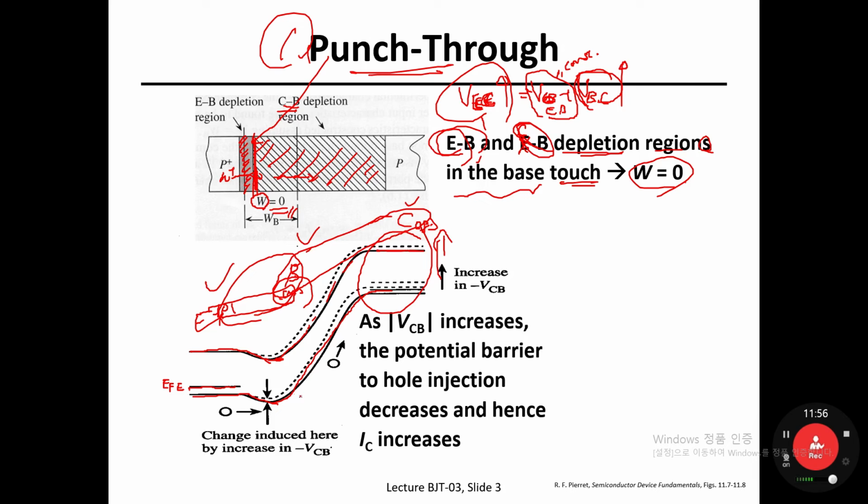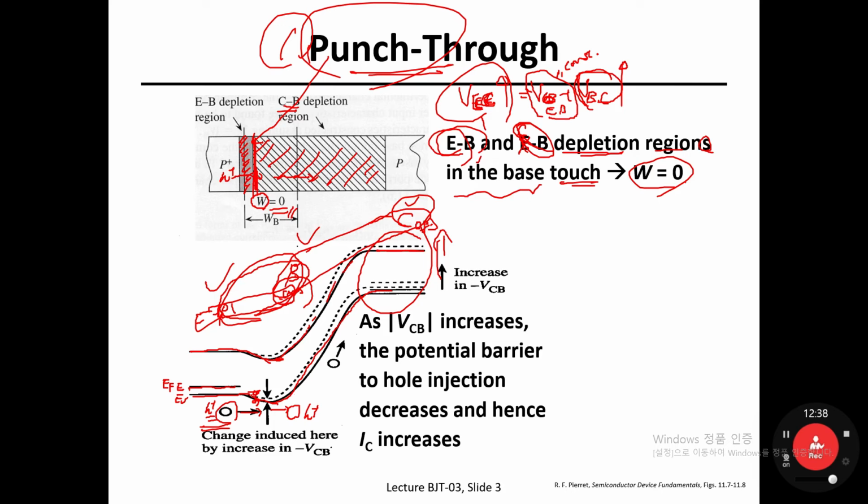Now take a look at how the holes are injected into the base and how they move toward the collector side. Take a look at the hole in the emitter side. Since the emitter-base junction is forward biased, the energy barrier height for holes is lowered, so many holes would be injected into the base. Once a hole has been injected into the base, since punch-through has happened, there is no neutral region in the base. No neutral region means no flat energy band diagram in the base.